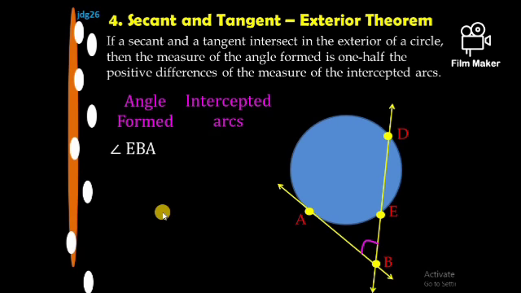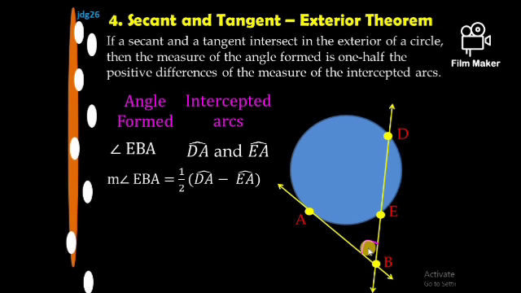And its intercepted arcs, so meron siyang dalawa. We have arc DA, this one, and arc EA. Ito naman. So, to find the measure of the angle formed, gagawin natin, kukunin lang natin ang kalahati or get the half of the positive difference of the measures of the intercepted arcs. So, i-minus lang natin yung measure ng kanilang intercepted arcs. Siyempre, unahin natin yung mas malaki ang measure.